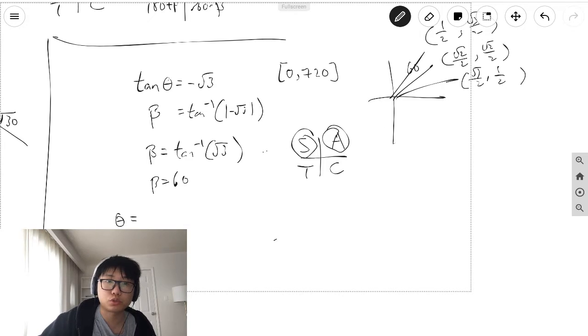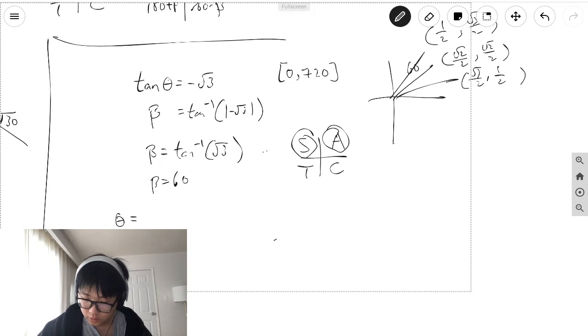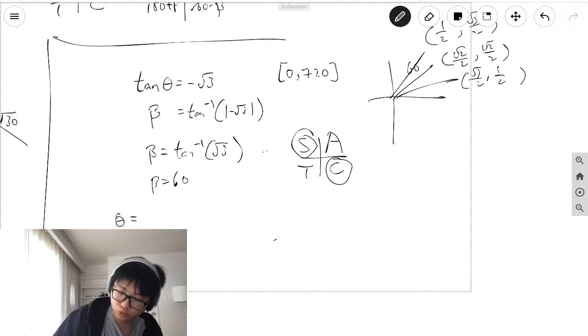Remember, CAST shows the quadrants for which each of the trigonometric ratios are positive, right? So. Oh, sorry. No. That was confusing. I meant to say these 2, S and C. Because this one is only sine positive, that means tan's negative. This one's only cosine positive, so tan's negative. Yeah. So let's do that again.